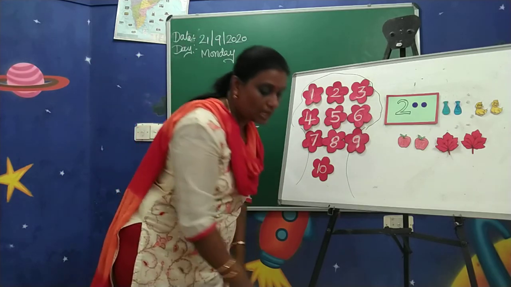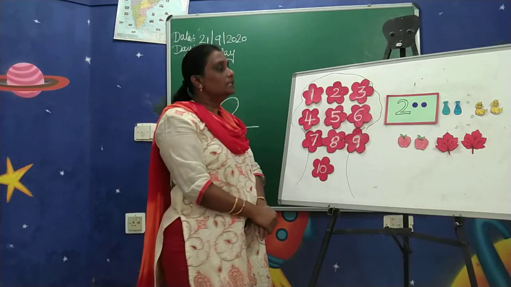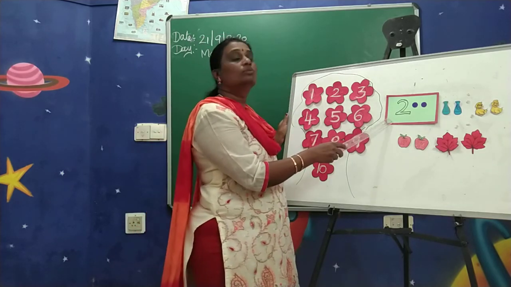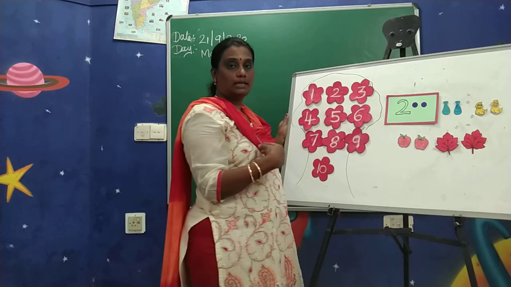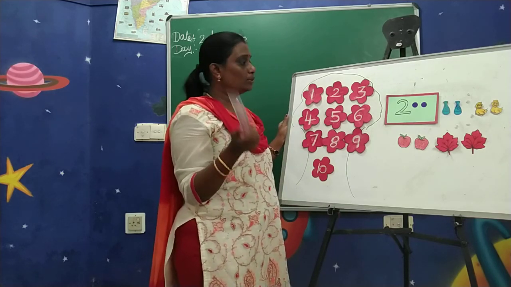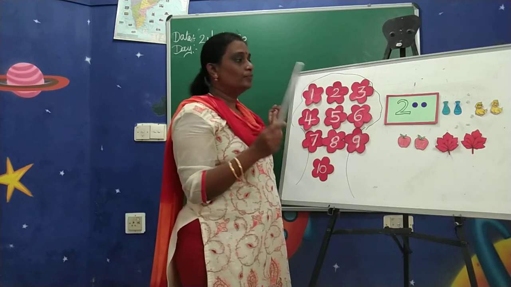Now we shall see one ray on number 2. Yes children, you are number 2. That means you, one, me, one. You are number 2.